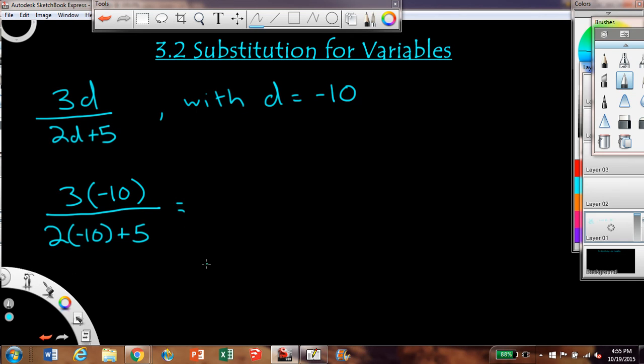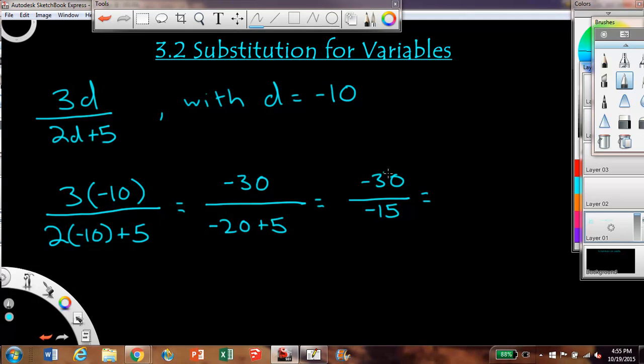And now we just need to evaluate this. 3 times negative 10 is negative 30. That's going to be my numerator. On the bottom, I've got 2 times negative 10 is negative 20, plus 5. Negative 20 plus 5 is negative 15, so I've got negative 30 over negative 15. And this simplifies: negative 30 divided by negative 15 is a positive 2.